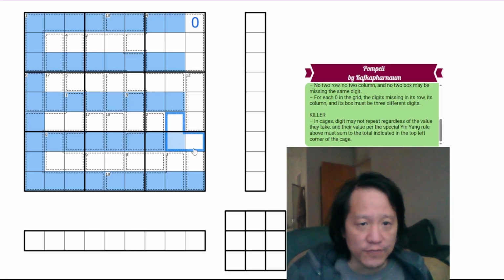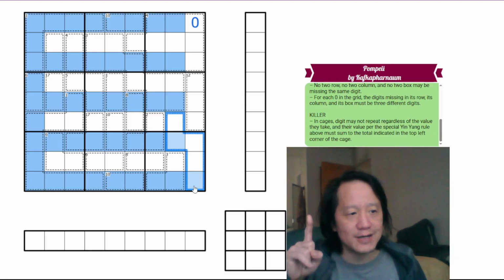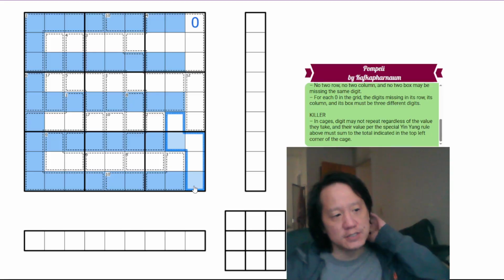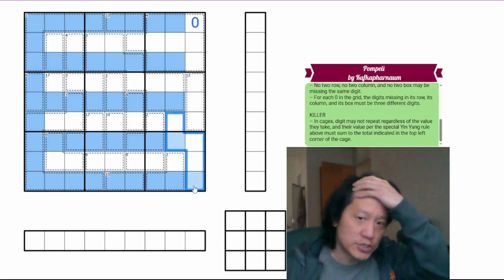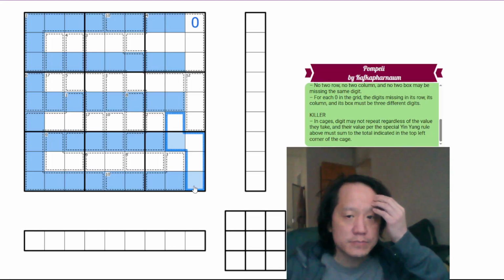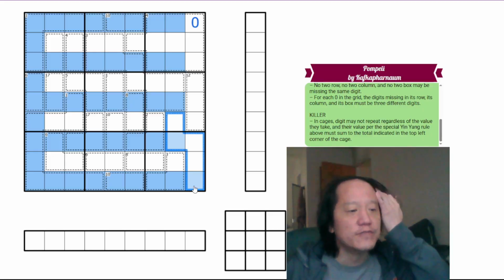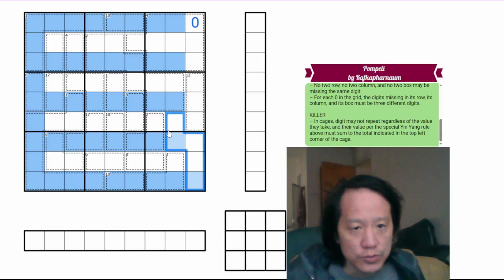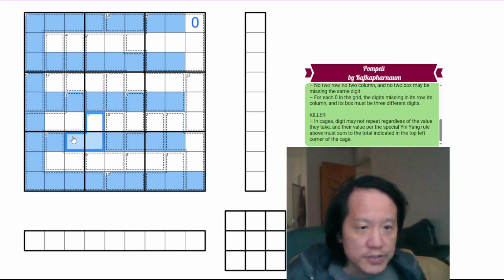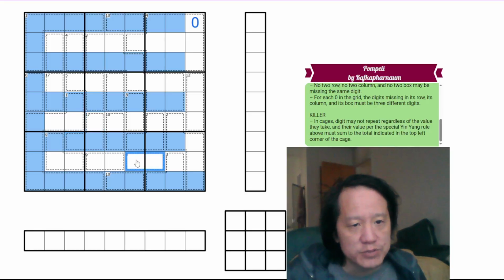So, for example, for these 5 digits here, there cannot be repeats in the cage, and the values of those cages must sum to 2. The values of these cages must sum to 17. The value of these cages must sum to 8, 6, 10, etc., etc.